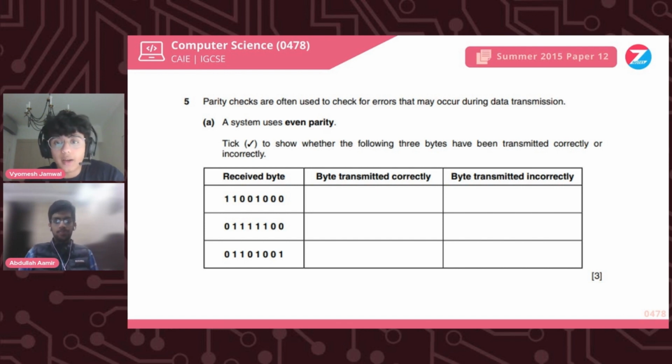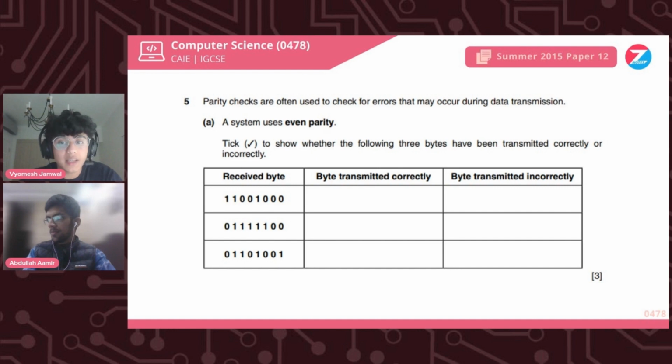Sure. So as I see here, the system uses even parity, and what we're basically being told is to look at the received byte and say if it is correctly transmitted or not. Looking at the first byte, the leftmost bit is going to be the parity bit, and that's a 1. And if we look at the right, they've got 2 ones, so that's an even number. But if we look at the entire byte, there are 3 ones, so that's odd. It's not even. So in that case, I would say that the byte is transmitted incorrectly.